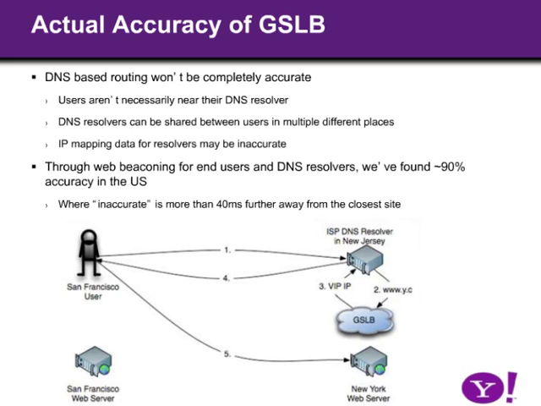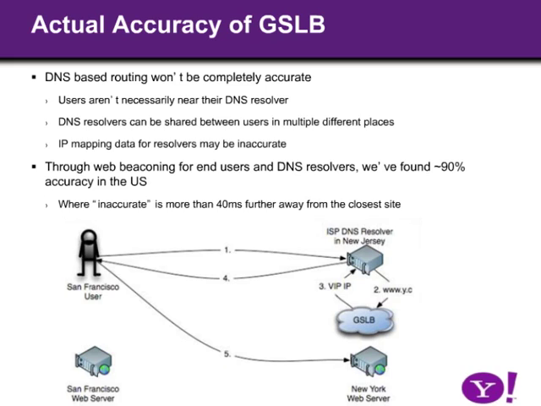We've done a series of studies using web beacons for our end users and DNS resolvers, and have found that there's roughly about 90% accuracy in the US, or we can achieve that. And that's where inaccurate was over 40 milliseconds further away from the closest possible site. So in this situation, the options were, well, I could send somebody to San Francisco or to New York. I picked New York instead of San Francisco, and that ended up adding an extra 40 milliseconds worth of round trip time to me.